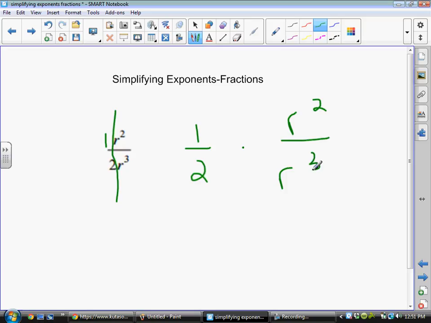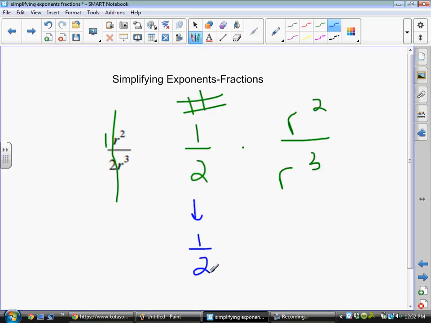So with our numbers, we want to divide these, but we do not want decimals in our answer. If I take 1 divided by 2, I get 0.5. So a lot of times you're just going to leave this as a fraction. So this is just going to stay 1/2. Okay? 1 on the top and a 2 on the bottom.